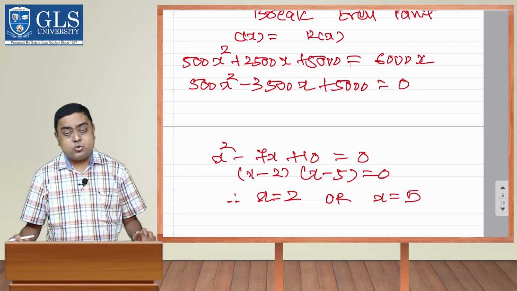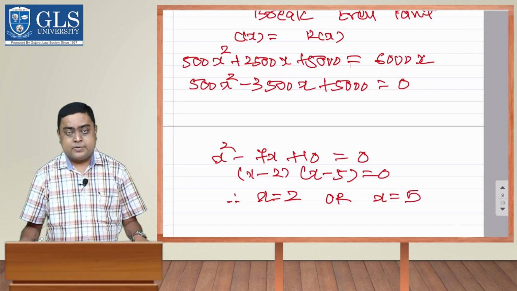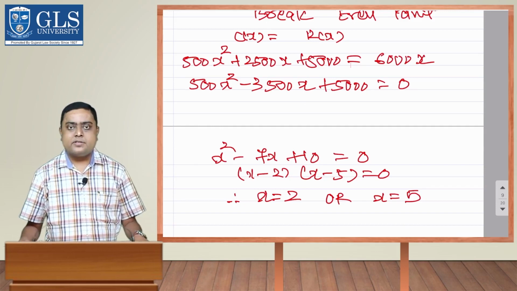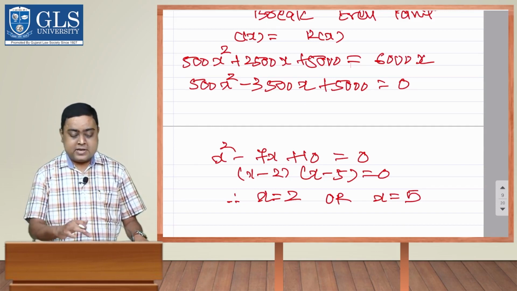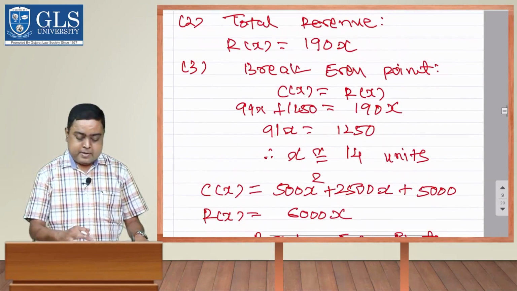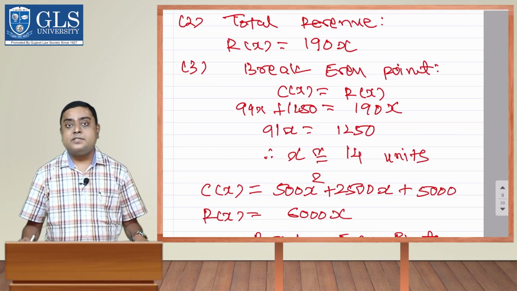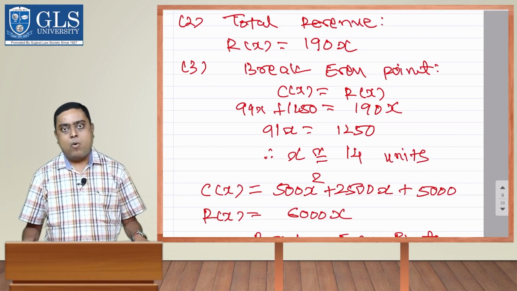Why do we find two solutions in this particular problem? Because if you look at our cost function, it is a quadratic function. As it is quadratic, it has two solutions. And if you see our previous problem, in our previous problem, our cost function is a linear function, and a linear function always has one solution.